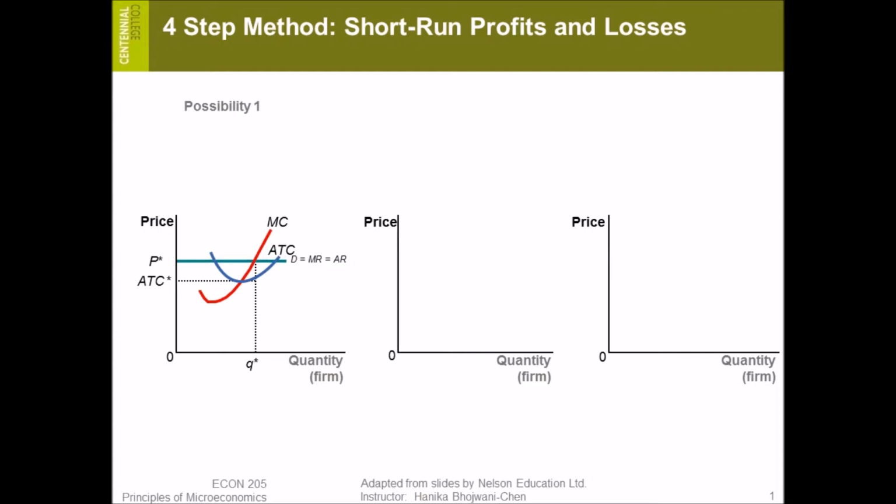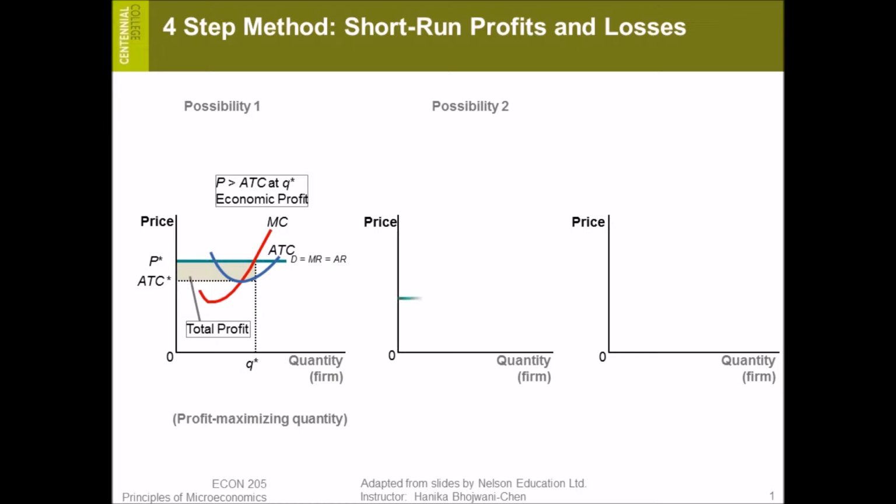Step 4. Find whether there is economic profit, economic loss, or zero economic profit, which is break even, at the optimal level of output, Q star. Given that in this possibility 1 or scenario 1, we see that total revenue is greater than total cost, therefore this firm has positive economic profit. We can also note that since price is greater than average total cost at the optimal level of output, this firm is generating positive economic profit.